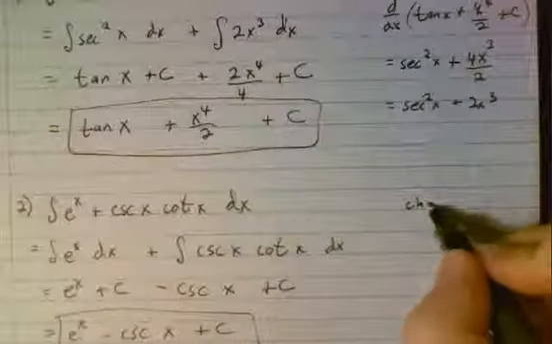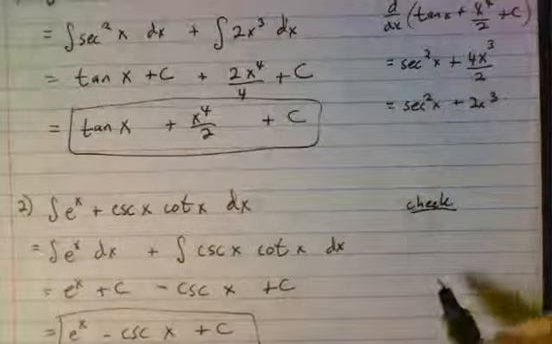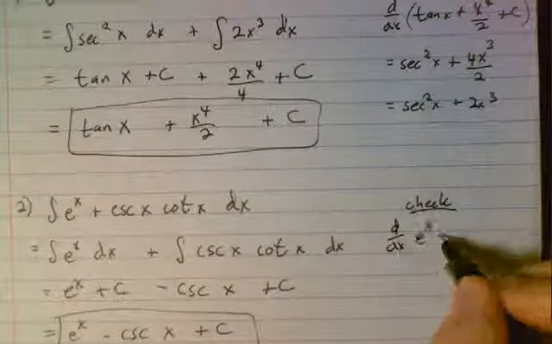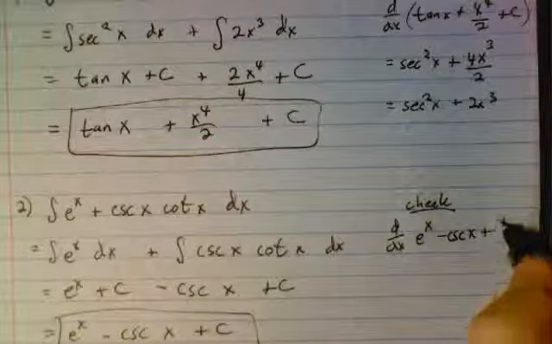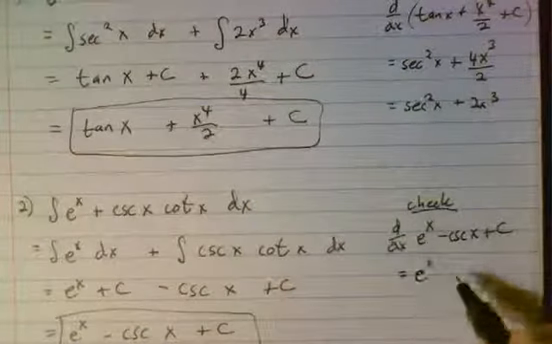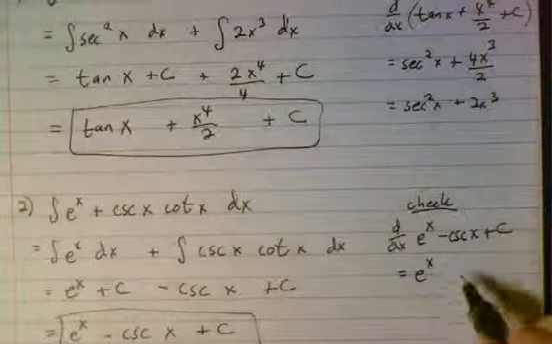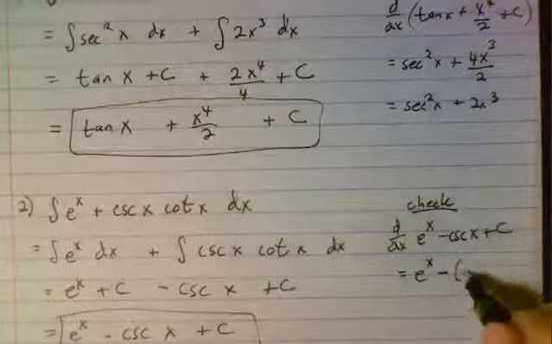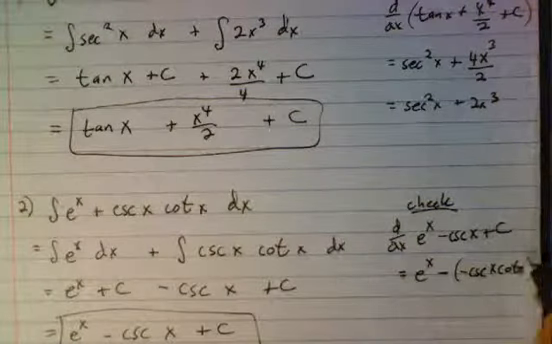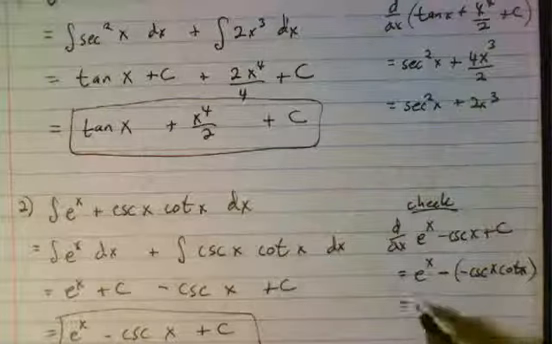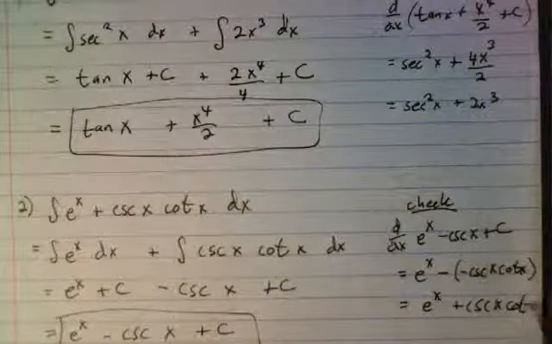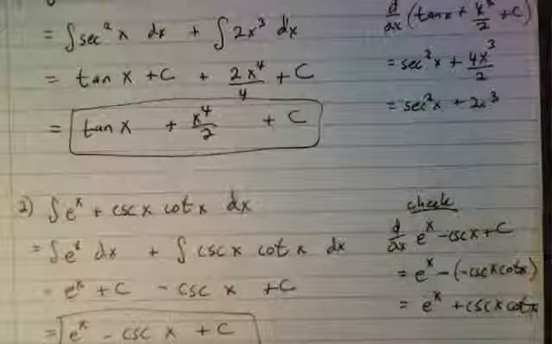Same thing down here. We can check it. If we take the derivative of e to the x minus cosecant x plus c, then the derivative of e to the x is just e to the x. The derivative of cosecant is negative cosecant cotangent, and the derivative of c is 0, so we have e to the x plus cosecant x cotangent x. Exactly what we started off with.